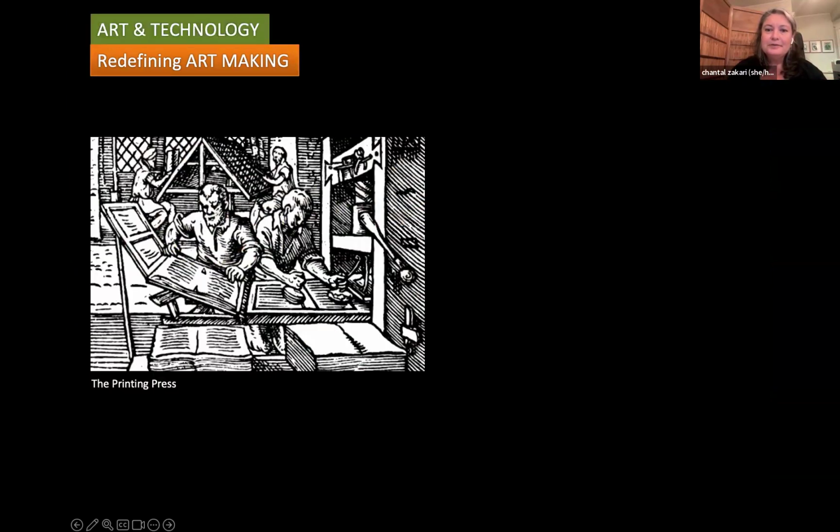Right? So now I'm going to talk a little bit about art and the relationship to technology. Another way art making was transformed was through new technologies. Machines were used for printing since the 15th century. In this particular example, you see a printing press from the 15th century in Gutenberg, Germany.